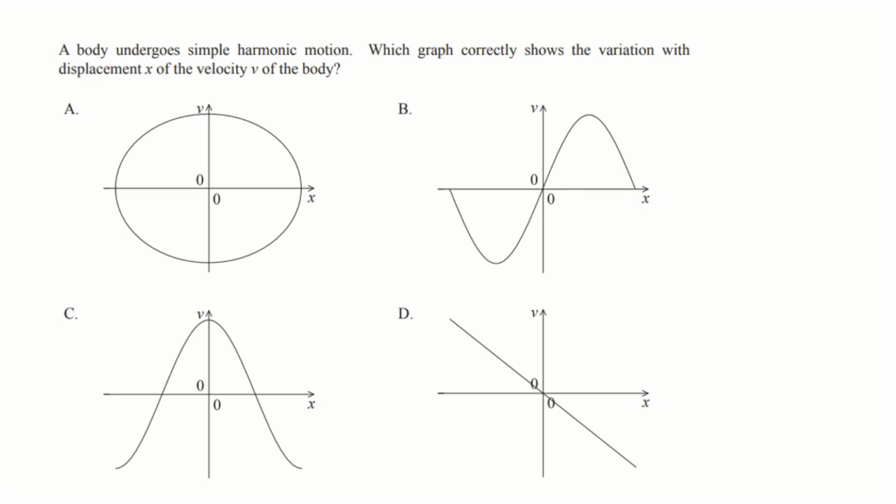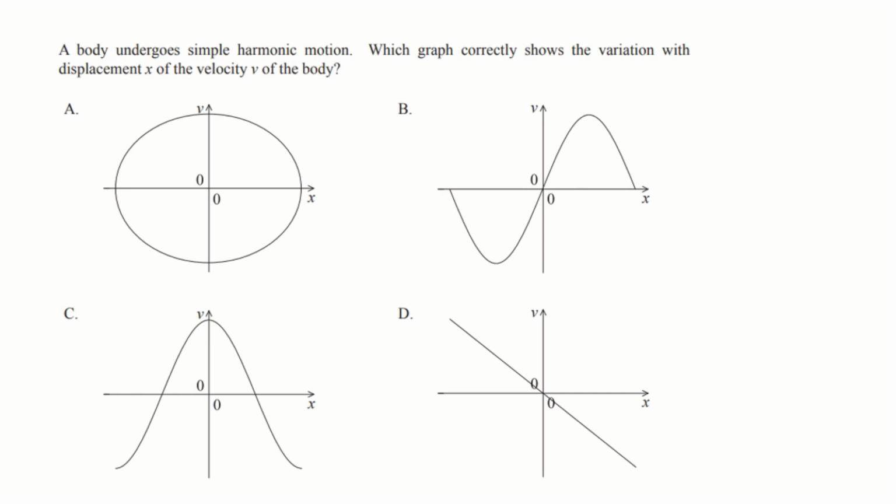Okay, here we have another graphs question, and in this case we're looking at SHM. Let's have a go, and then when you want to see the answer, carry on. Okay, we're told that the body undergoes simple harmonic motion, and we're asked to choose which graph shows the variation between displacement x and velocity v.